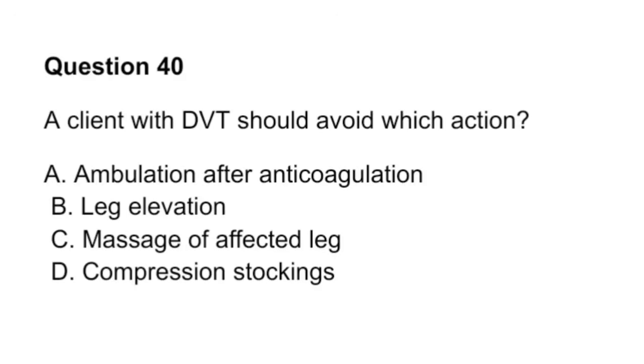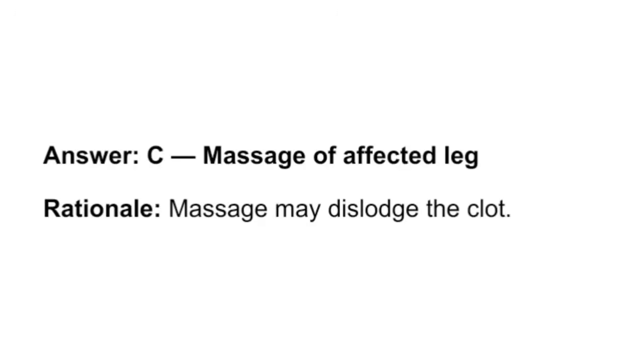Question 40. A client with DVT should avoid which action? A. Ambulation after anticoagulation. B. Leg elevation. C. Massage of affected leg. D. Compression stockings. Answer C. Massage of affected leg. Rationale: massage may dislodge the clot.